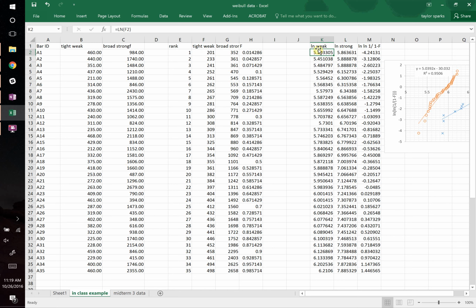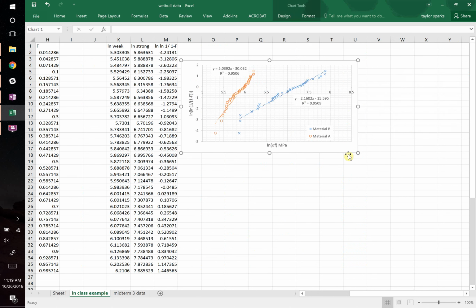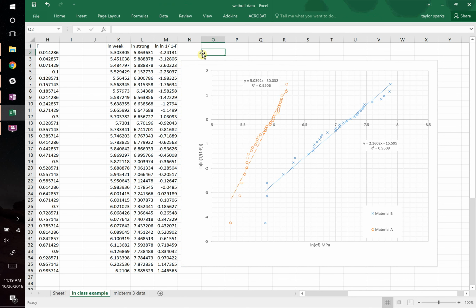So plotting, this is going to be the X column for the weak data, and this will be the Y column that we're going to plot, and then this will be the X column for the strong samples, and this will be the Y column. When we do that and plot it, here's what we get. Let me make this a little bigger. This is a Weibull plot. Again, on the y-axis, natural log of 1 over the quantity of 1 minus F. On the x-axis, we just have the natural log of sigma f. So this is natural log of whatever our strength of failures for an individual component.